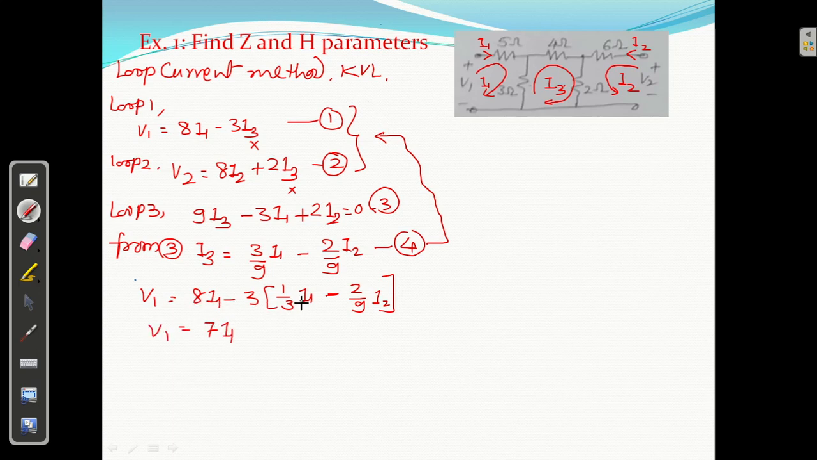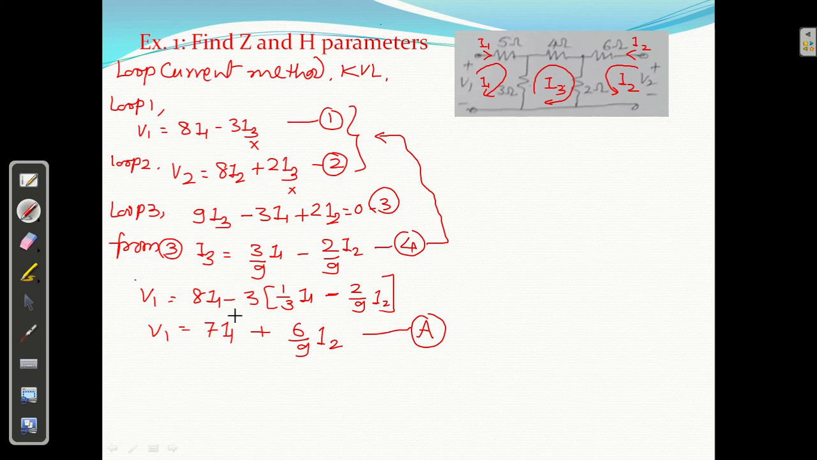Okay, 8 minus 1, 7 i1, minus minus plus 2 into 3, 6 by 9 i2. So I got v1 in terms of i1 i2. This is equation number A. So I got v1 equal to this. कितना आ रहा है? v1 equal to 7 i1 plus 2 by 3, yeah, 6 by 9 i2, that is 2 by 3 i2.